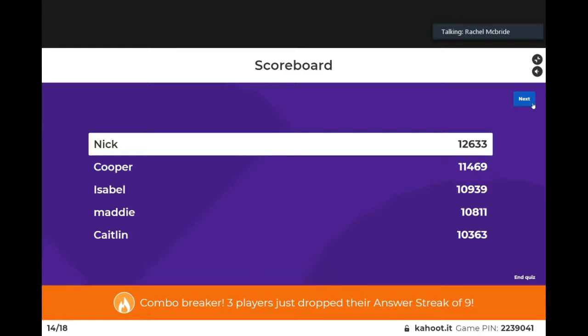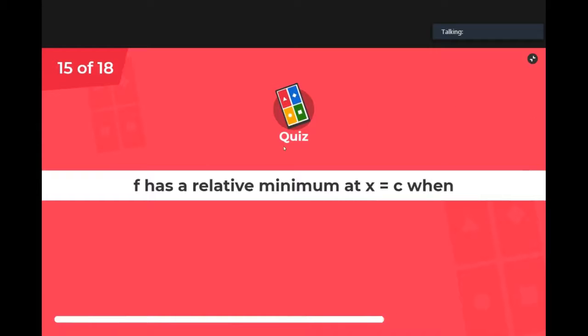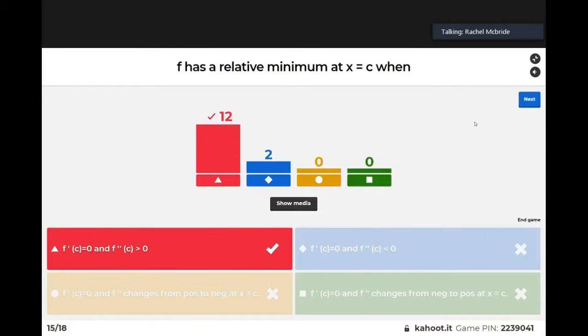Three players lost their answer streak. So conversely, you have a relative min when, not blue this time. Yay!